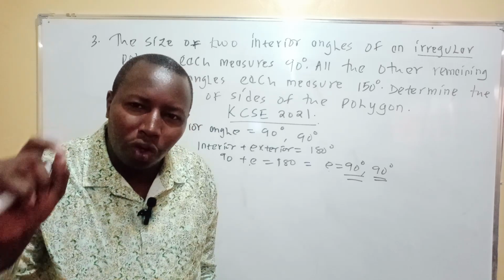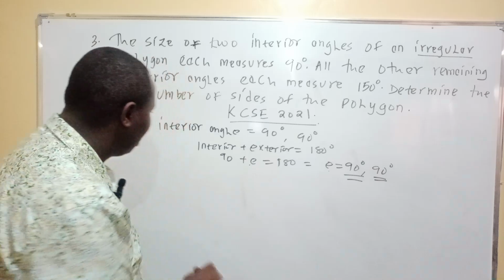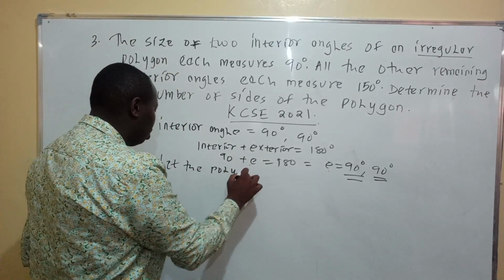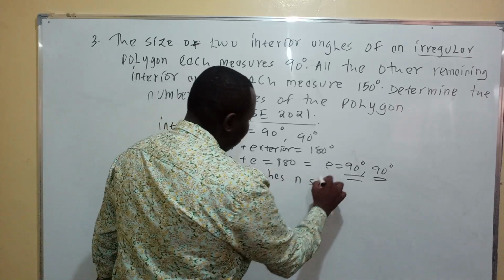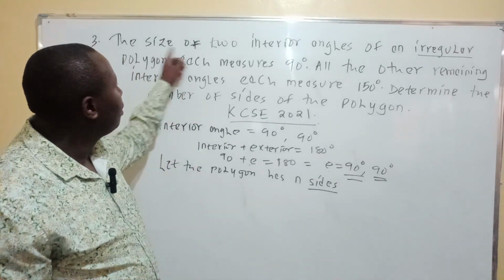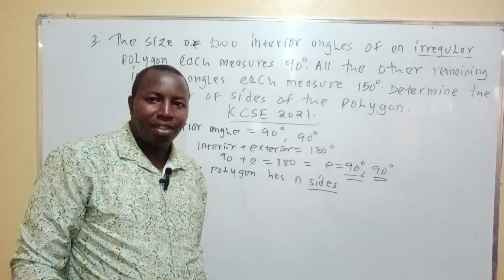Then let's say this polygon has n sides. Let the polygon have n sides. We already have two of them with 90 degrees as exterior.